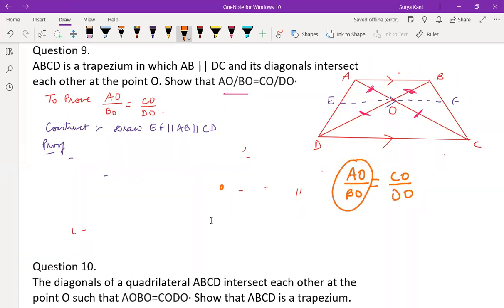So AO by BO is equal to what can we write? AO by BO. Or this is DO, no? Or we can write in another way also: AO by CO is equal to BO by DO. This also we can write.